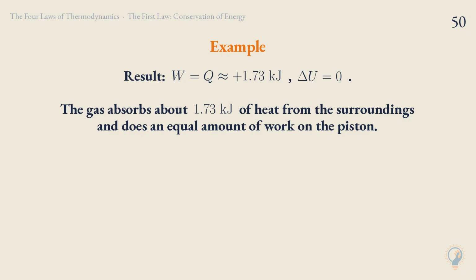Result, W equals Q, approximately positive 1.73 kilojoules, and delta U equals 0. The gas absorbs about 1.73 kilojoules of heat from the surroundings and does an equal amount of work on the piston.